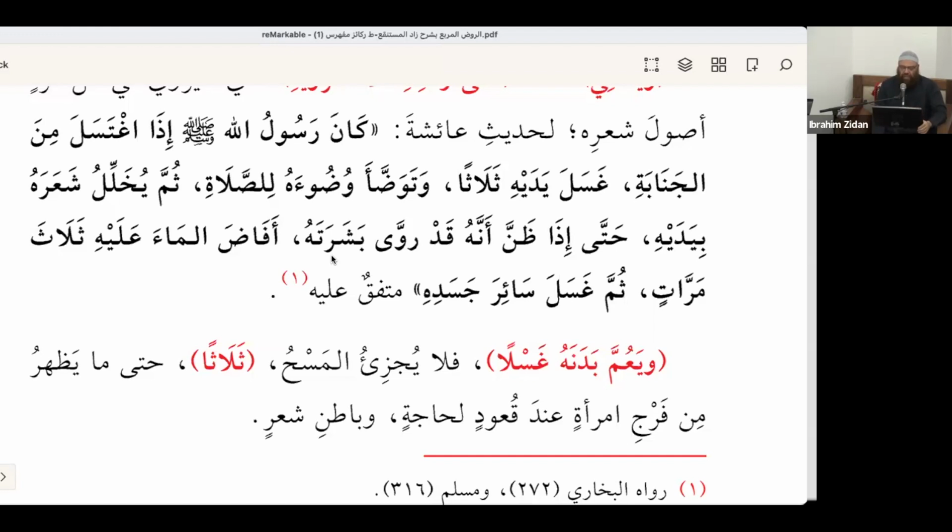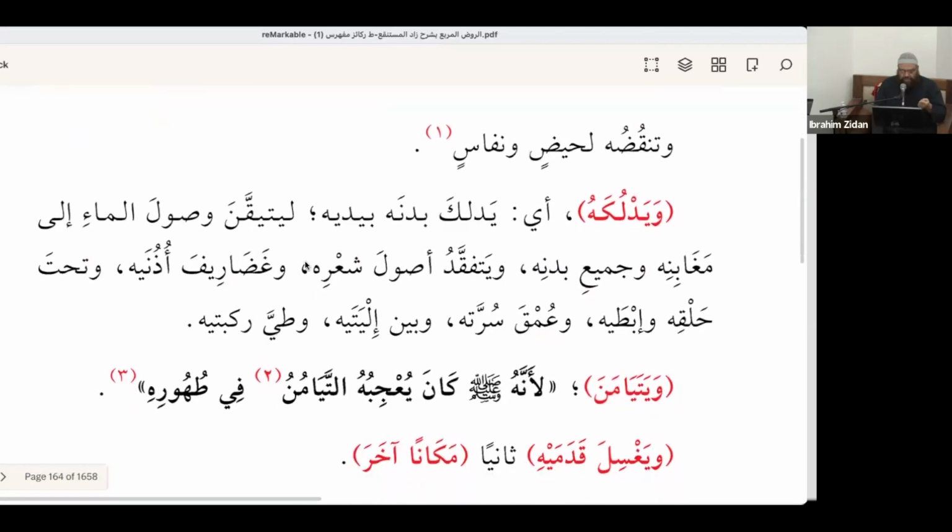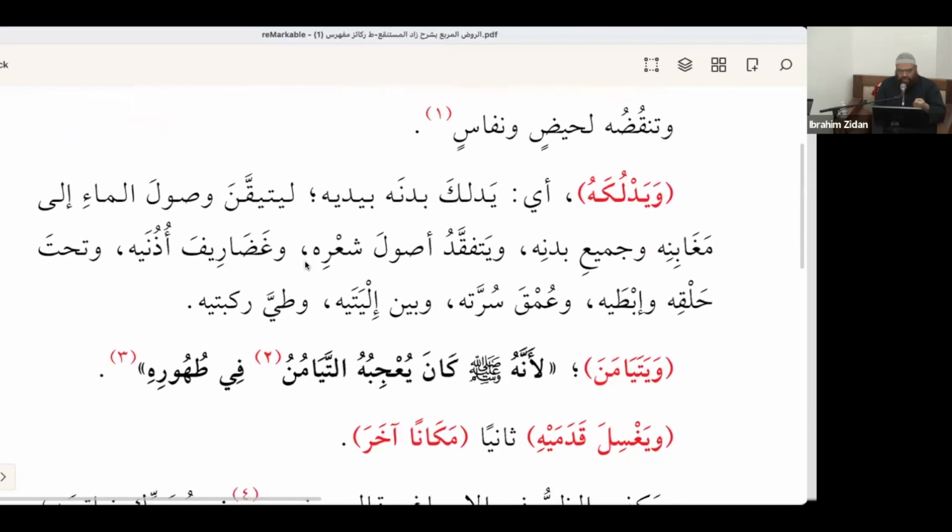وباطن شعر, and the inside of الشعر, the inside part of the hair. So this is the reason why it's 3 times. And the things that are, as it's going to be mentioned also, the things that are hidden to be washed. وتنقضه لحيض ونفاس. The hair, assuming of course many women, their hair is long, so she has to undo the braids for the haid and the nifas.